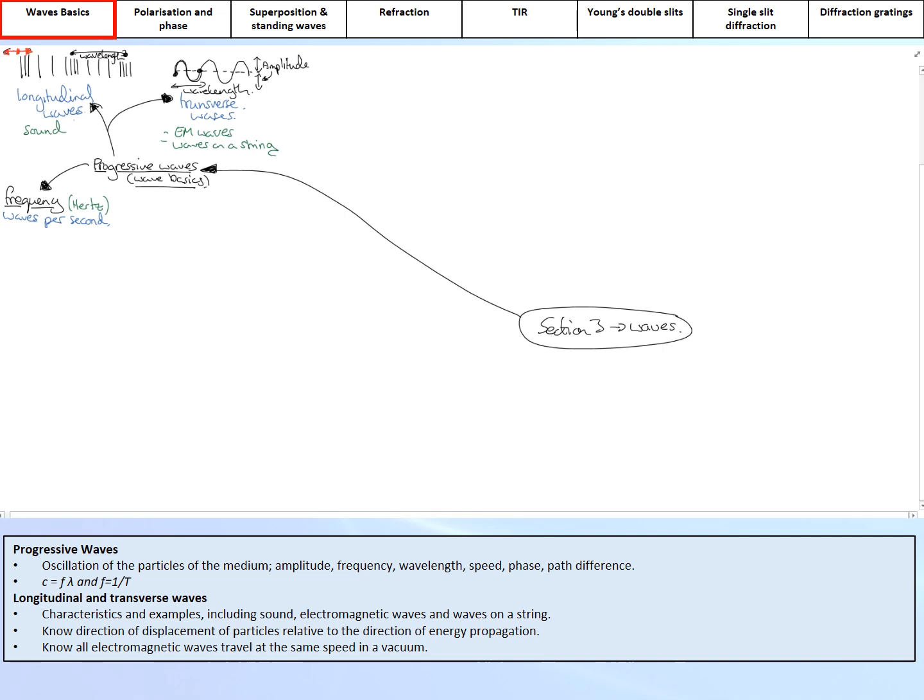Now, let's do an example of how to work it out. Supposing that your time for one wave, well, we should define that. Let's just draw that down here. Time period is the time for one wave.